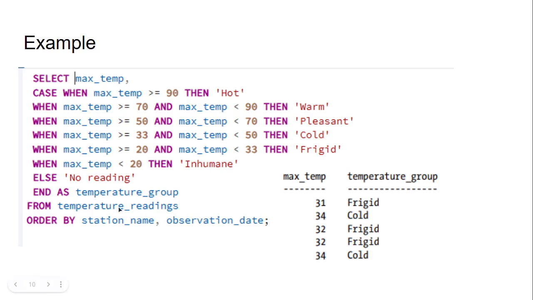From temperature readings, which is a table that we have created already, and we are going to order by station name and observation date. So we have the maximum temperature 31, which is between 20 and 33, so it's going to be frigid. 34 is going to be cold, given the conditions that we've set here. So all of these are going to be matching the maximum temperature that has been calculated here.